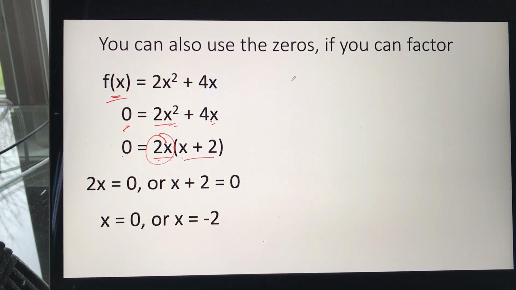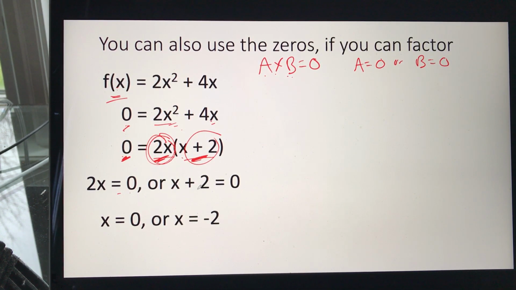Remember that? That's an important property for us. If you had a times b equals 0, then one of them, a or b, has to be equal to 0. That's just the property. That's how we get 0 as our answer. One of these things has to be 0. Same idea here. If I have a times b equal to 0, 2x times x plus 2 equal to 0, that means 2x has to equal 0, or x plus 2 has to equal 0, just the way it is, because it's equal to 0 here.